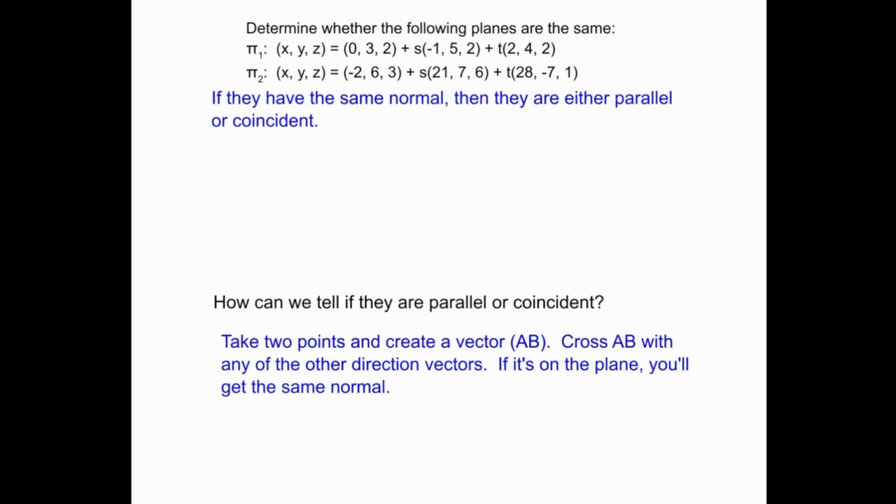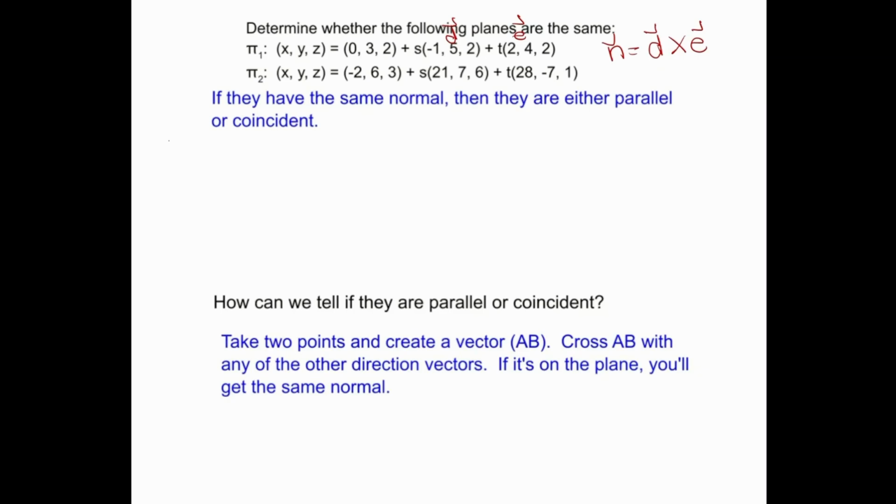The very first thing we're going to do is find the normal for each one of those planes. And remember, I said on the last slide, you can get the normal by taking the cross product of the two direction vectors. So we take the cross product of direction vector D with direction vector E. Here's D, here's E. I have two planes, and I'm going to compare them to see if the normals are the same.